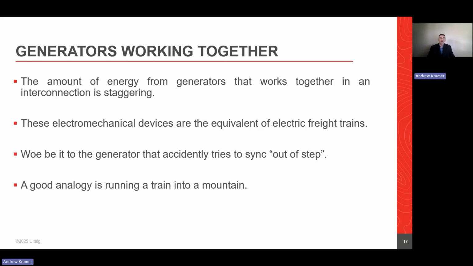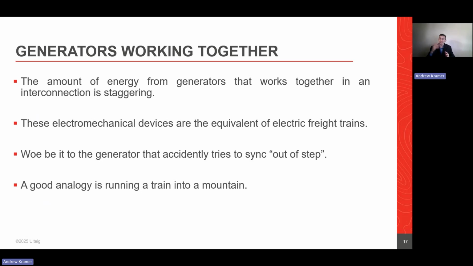The amount of energy from generators that work together in an interconnection is staggering. You can just picture all the solar facilities, batteries, coal plants, nuclear plants, gas turbines, pumped storage, geothermal. That's a whole lot of these guys. They're electromechanical devices, all in sync together, given the mass. You have to picture how big some of these things are. They're the equivalent of electric freight trains. And woe be it to the generator that tries to step in out of step with the other generators. A good analogy is running a train into a mountain.